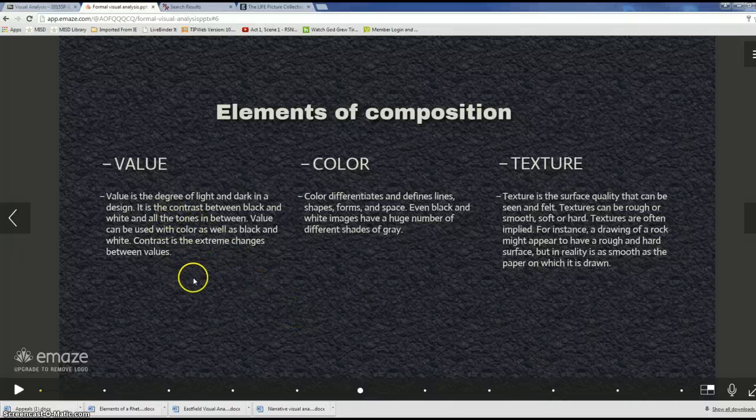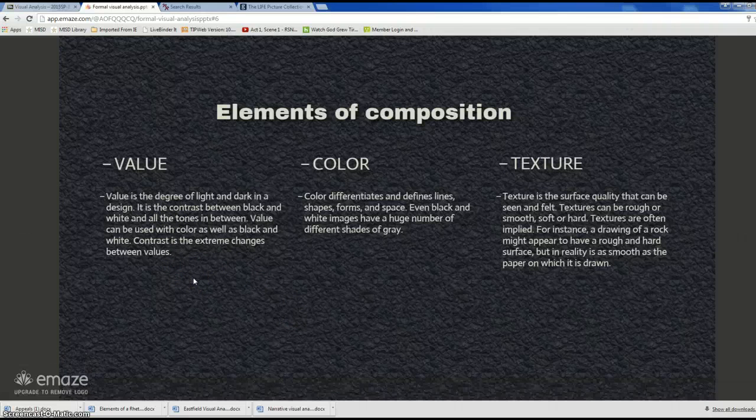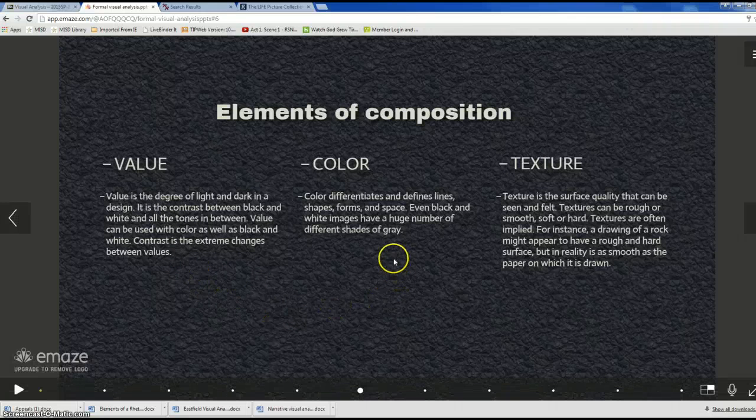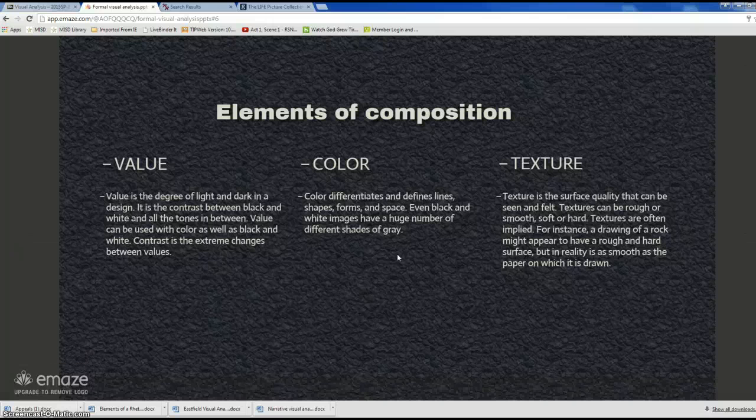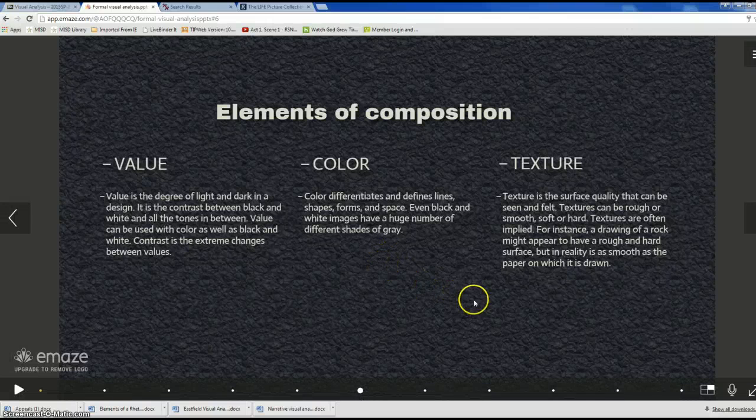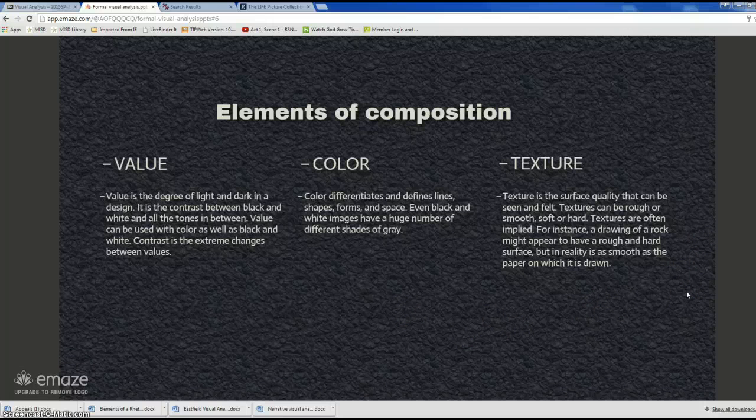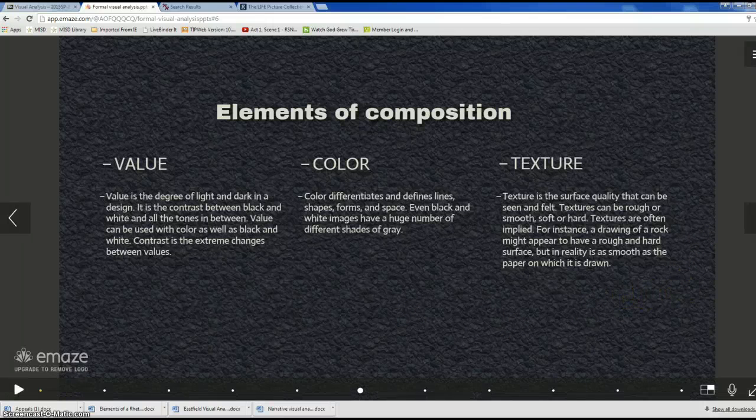Value is the degree of light and dark, and the tones between black and white, all the tones in between, the colors. Again, even in a monochromatic image, there are many shades that create depth and help your eye move around. And then texture, like in the background of this image, you can see there's texture. Even though it's 2-dimensional, it just has a rough texture to it, and so that's something that you may need to consider in your analysis.